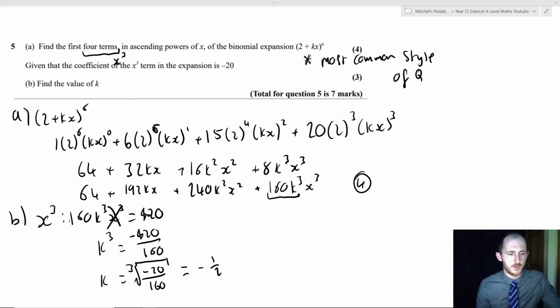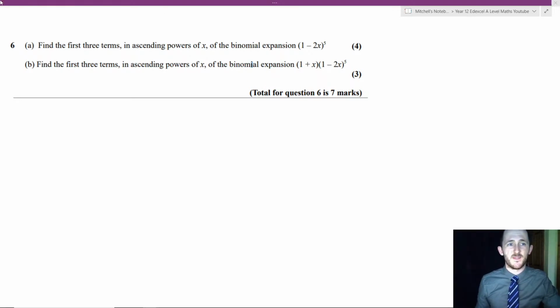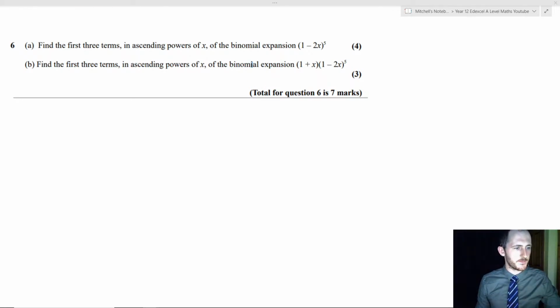Okay, so let's do another one. So again, this is another style of question they can ask you. Again, it's fairly similar to what we've done before, but let's have a look-see.